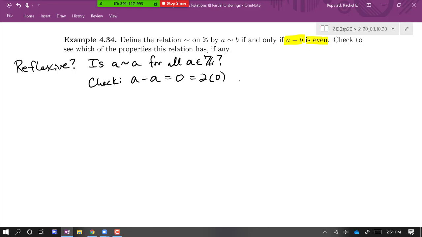It is not odd. It's a multiple of 2. It's not one more than a multiple of 2. It's odd in that it's peculiar. Okay, I'll give you that. So here we know that a minus a is even, so that means that a is related to a. This gets a big yes.